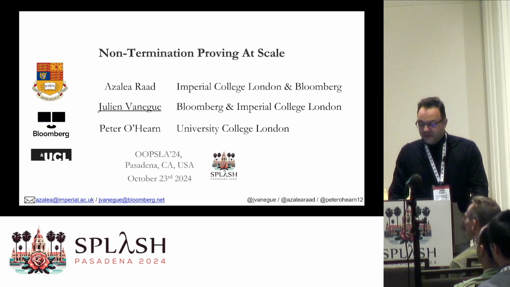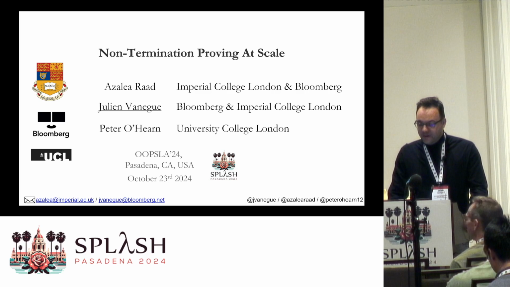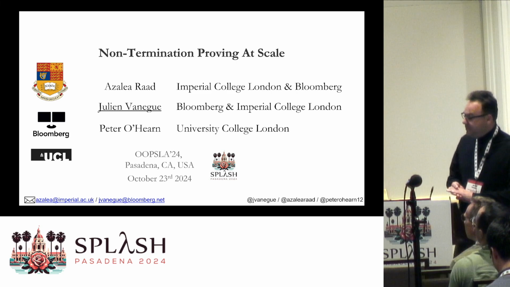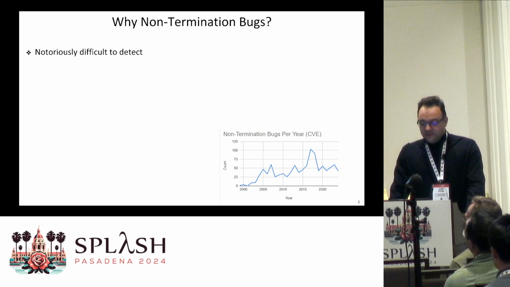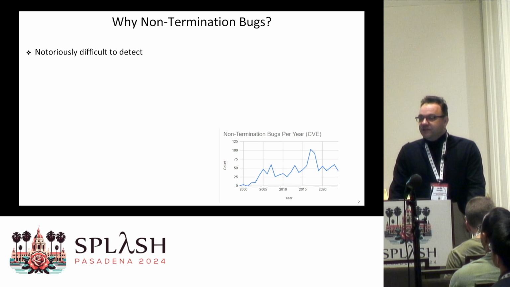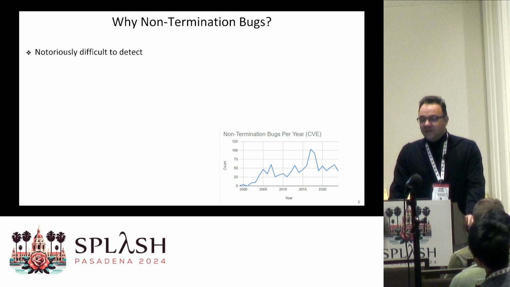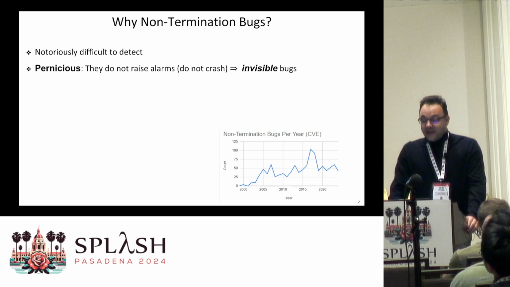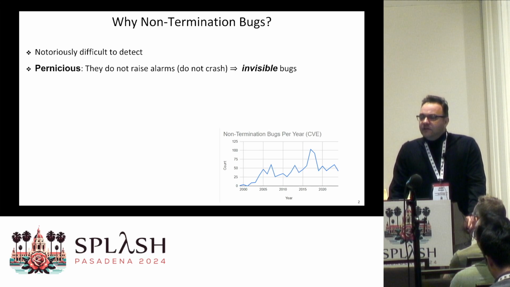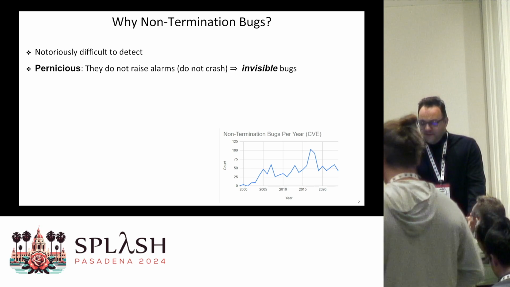Today I'm going to present our work about non-termination proving at scale, which is joint work with Azalea Raad and Peter O'Hearn. So why do we care about non-termination bugs? First of all, we all know that termination is an undecidable property. It's not possible to prove termination for every program in the general case. And not only that, but termination bugs in real programs are very pernicious.